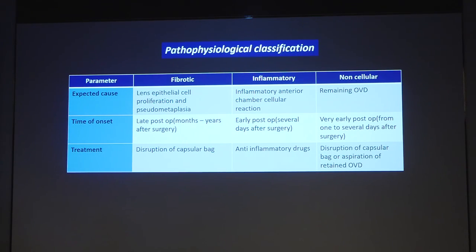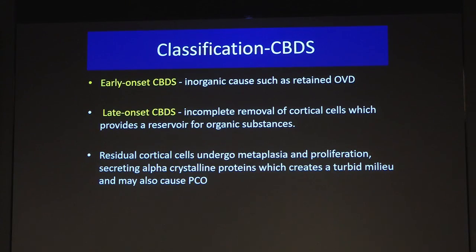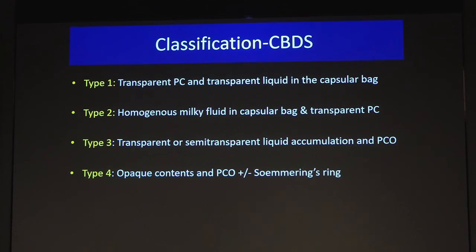The anti-inflammatory drugs help in these cases. Non-cellular, of course, if you leave behind a lot of viscoelastics behind the IOL, tends to cause capsular distension syndrome. I told the causes for each one of these, early onset and late onset. Another classification looks at the transparency of the PC, the anterior capsule, as well as the turbidity of the fluid, whether it's a transparent fluid or a turbid fluid. Based on that, you can classify the severity as type 1, type 2, type 3, and type 4.